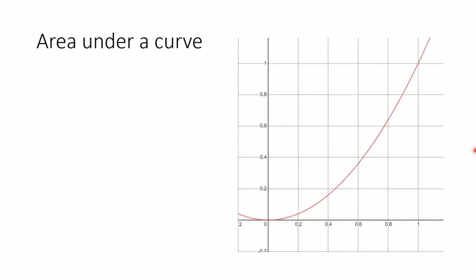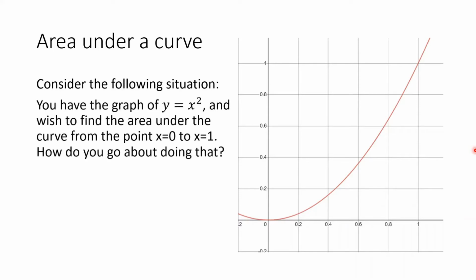Okay, so first we're going to look at a very classic problem, the area under a curve. Consider the following situation. You have the graph of y is equal to x squared, and wish to find the area under the curve from the point x is equal to 0 to x is equal to 1. How do you go about doing that?